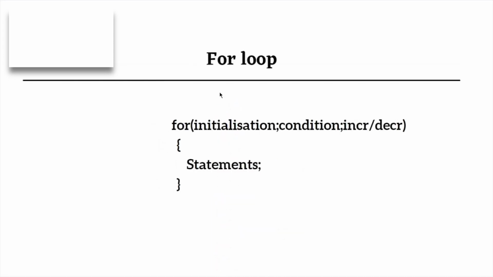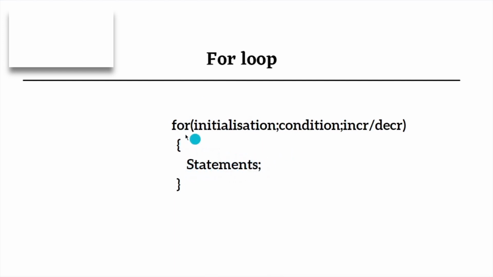And the next thing is the for loop. This is a very important loop in these control flow or looping statements. Inside the for, there will be an initialization, a condition, and an increment or decrement operation. And inside the for loop, we'll write the statements.